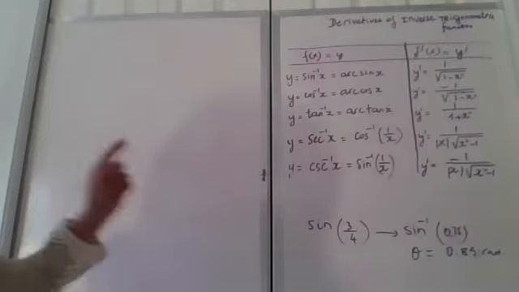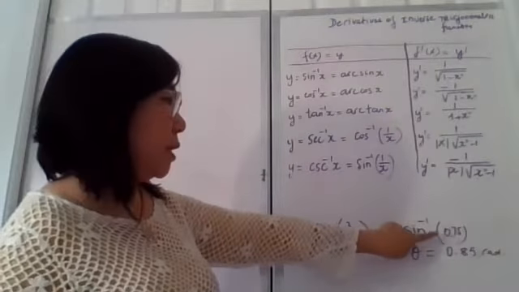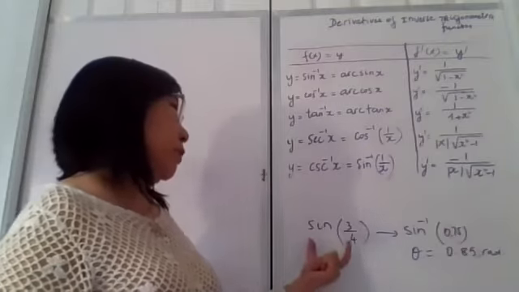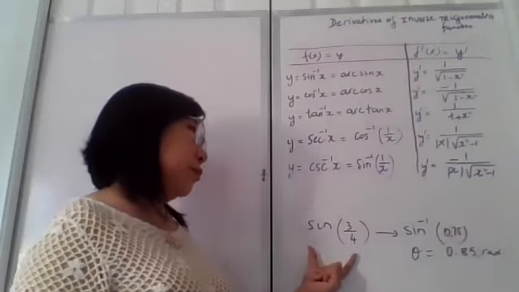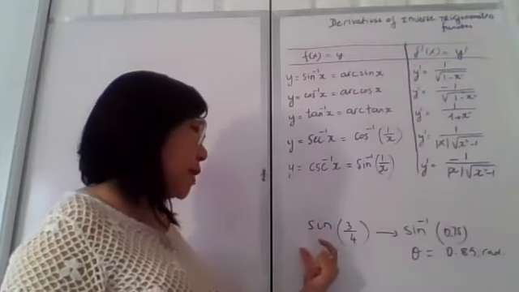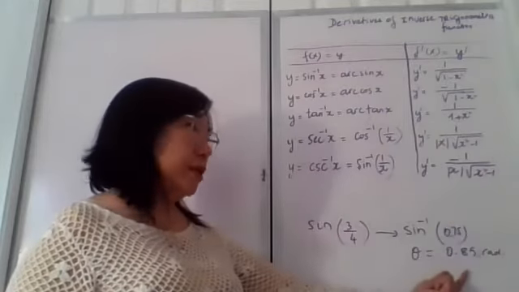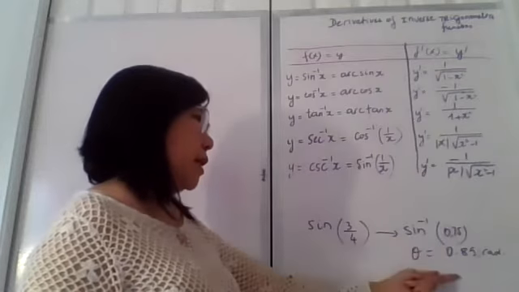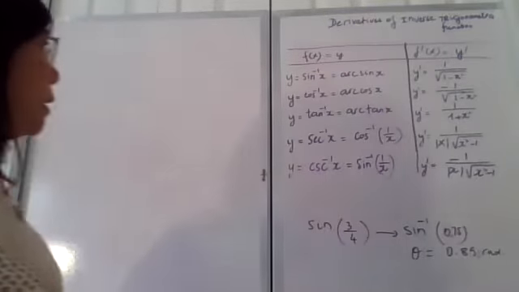So now you understand what the inverse means, right? If you have a function that gives the ratio of sine, the inverse of sine is the angle. The inverse of sine is the angle. So what does that mean?